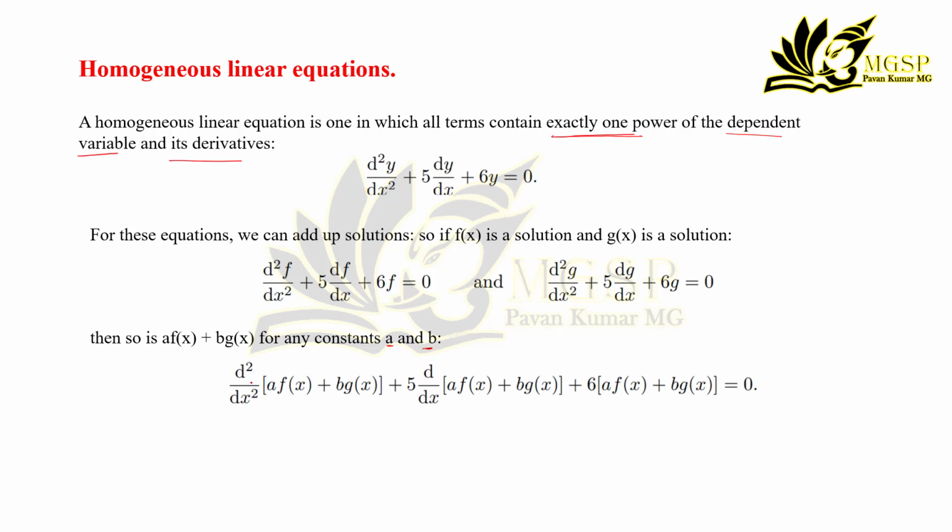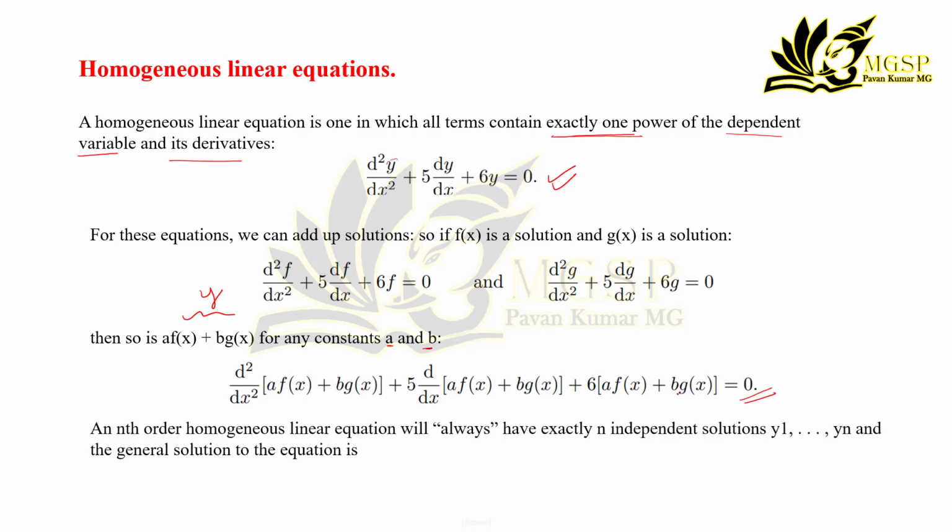So we can write the y term as a f of x plus b g of x, plus d by dx of a f of x plus b g of x, plus 6 times a f of x plus b g of x is equal to 0. That is the equation I have considered for an example. We substitute this y value in the expression and end up with this expression.